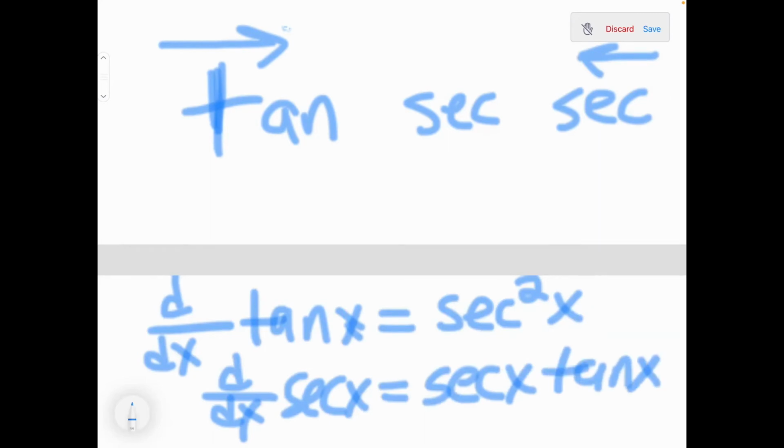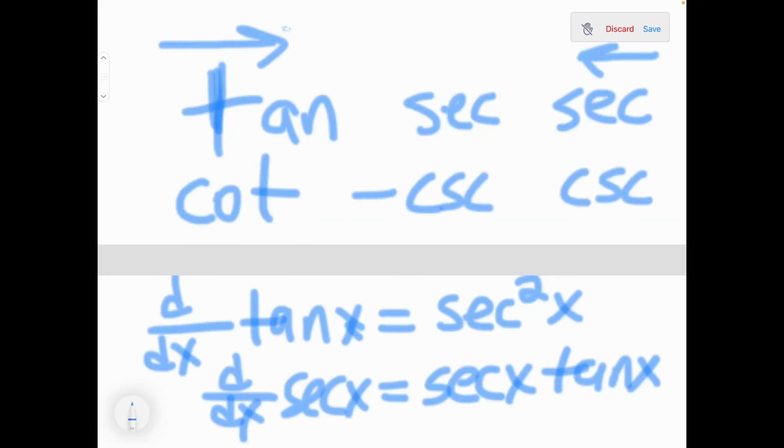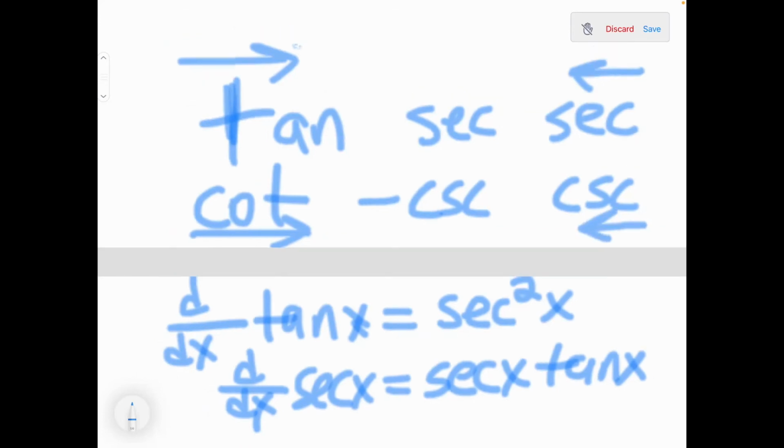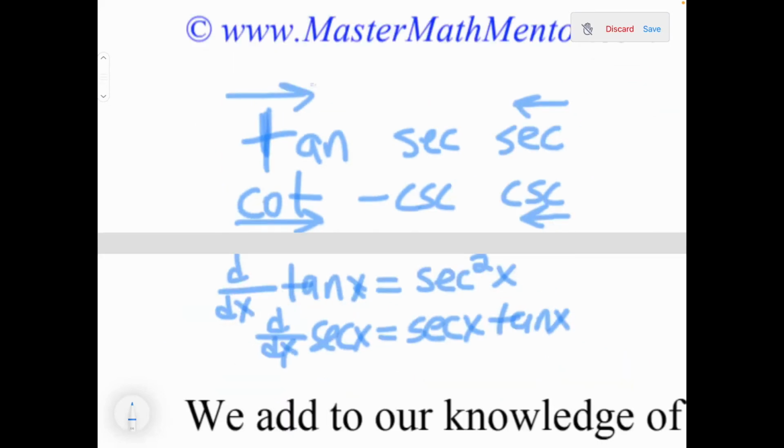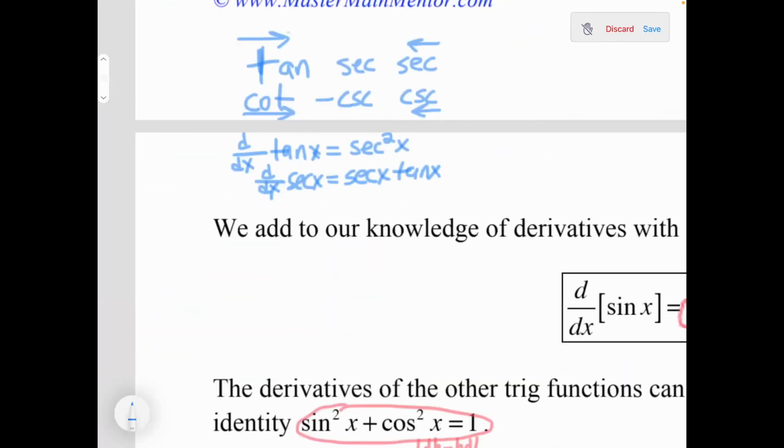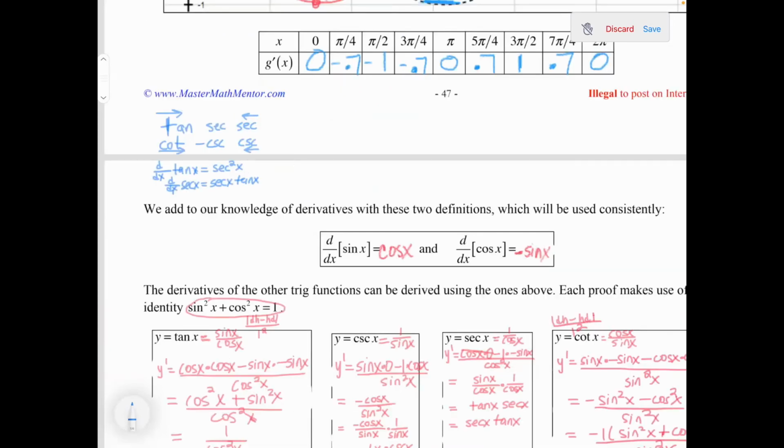The same is true for cotangent. I'm going to put a negative cosecant in the middle. Reading from left to right, the derivative of cotangent would be negative cosecant times cosecant, which is negative cosecant squared. And reading from right to left, the derivative of cosecant would be negative cosecant cotangent. So maybe that's something that can help us remember the derivatives of tangent, cotangent, secant, and cosecant.